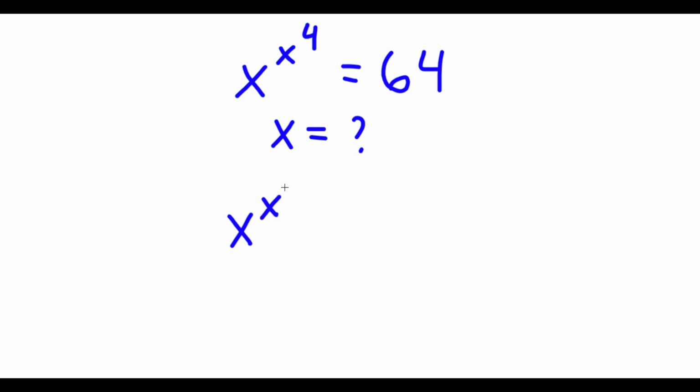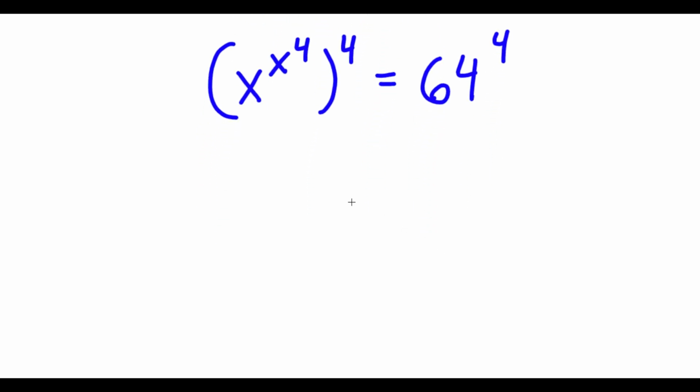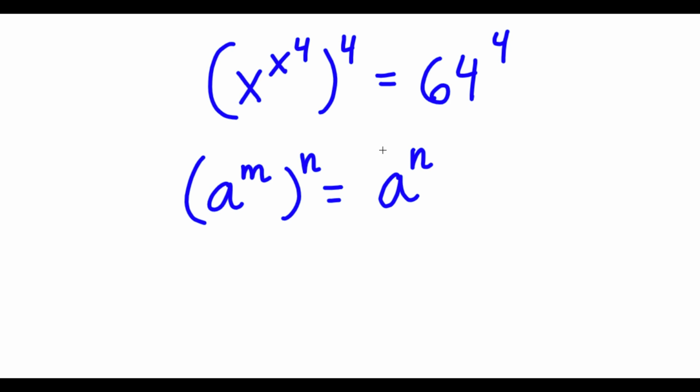So now I have x to the power of x to the power of 4 to the power of 4 is equal to 64 to the power of 4. Now, if I have something in the form a to the power of m to the power of n, this is the same thing as a to the power of n to the power of m. So I can switch the places of m and n here.